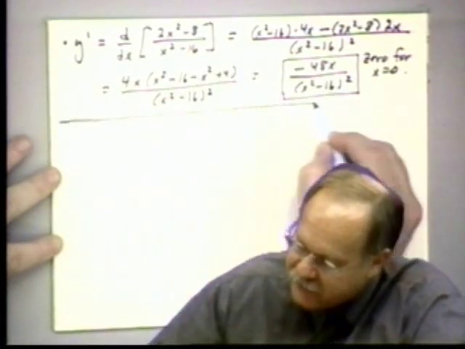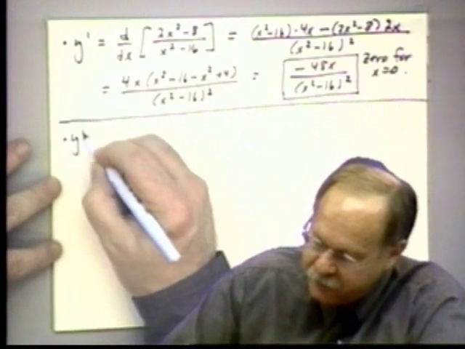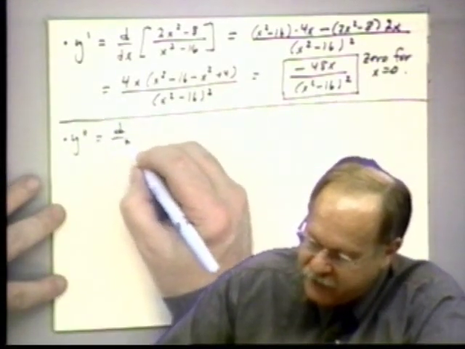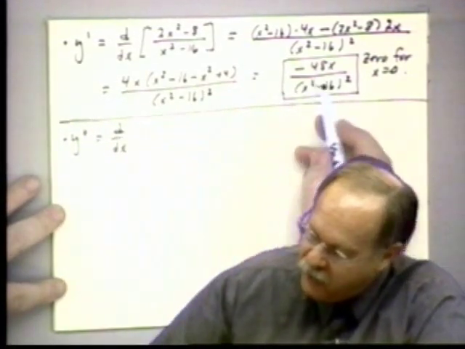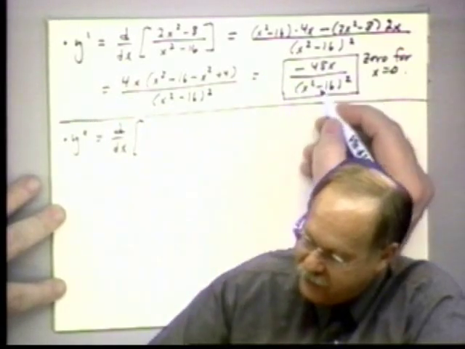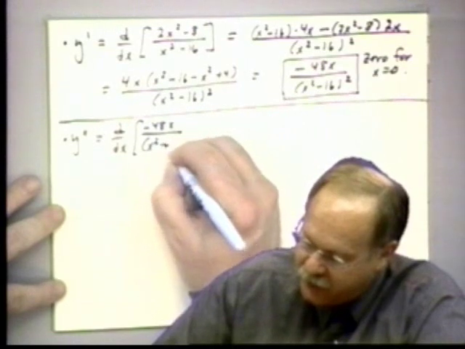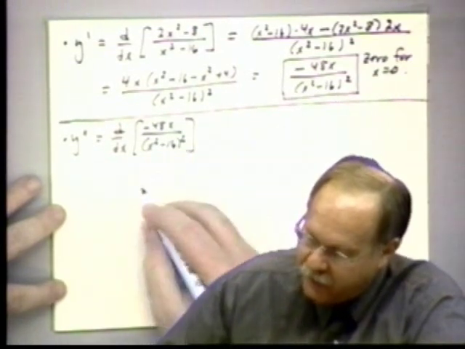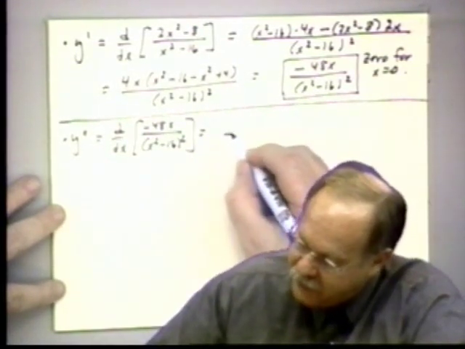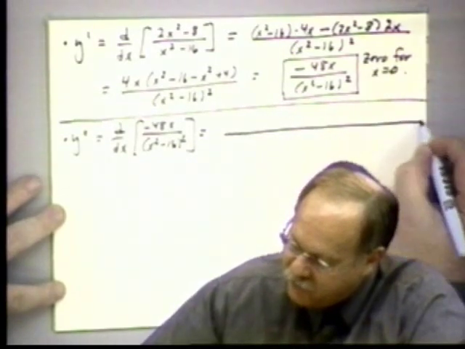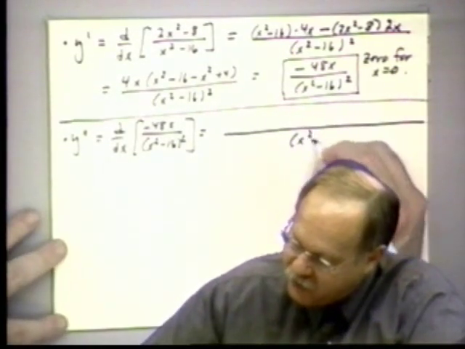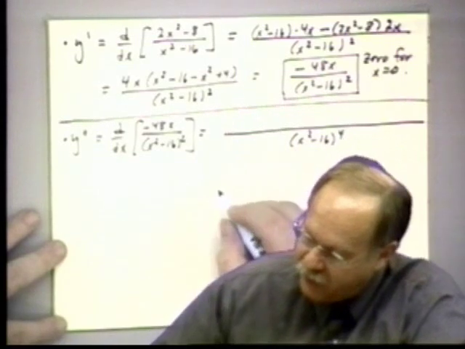All right, let's look at the second derivative while we're here. The second derivative is the derivative of whatever form I like. I think I'll use this last form, minus 48x over x squared minus 16 quantity squared. If I then apply the quotient rule to this function, the bottom becomes x squared minus 16 to the fourth power.